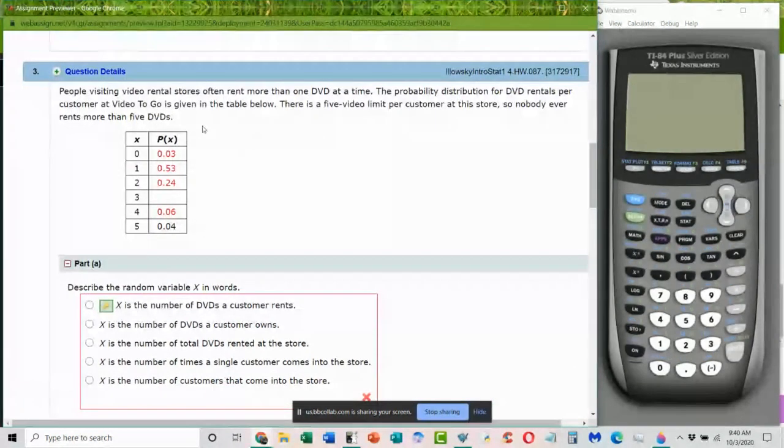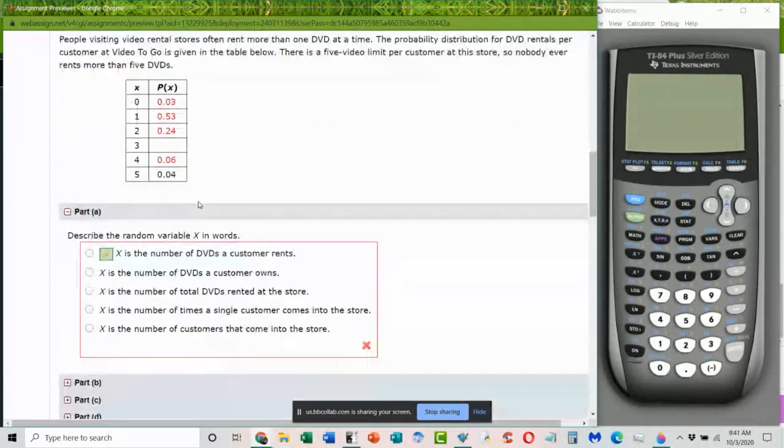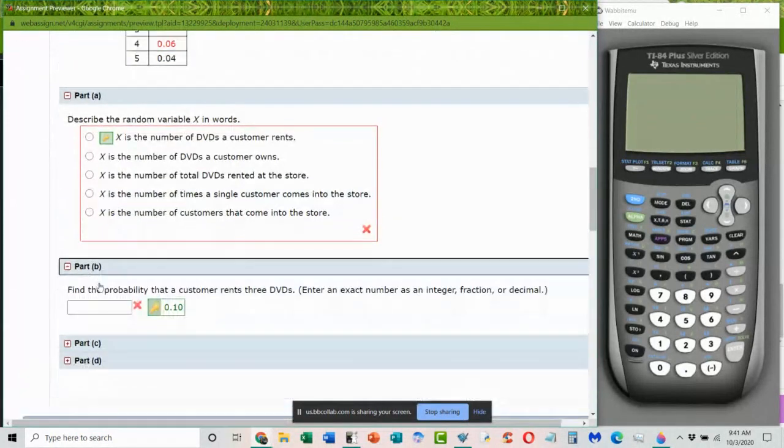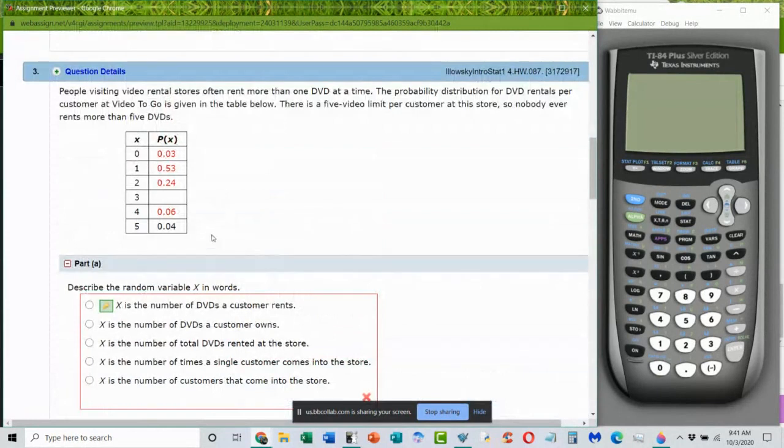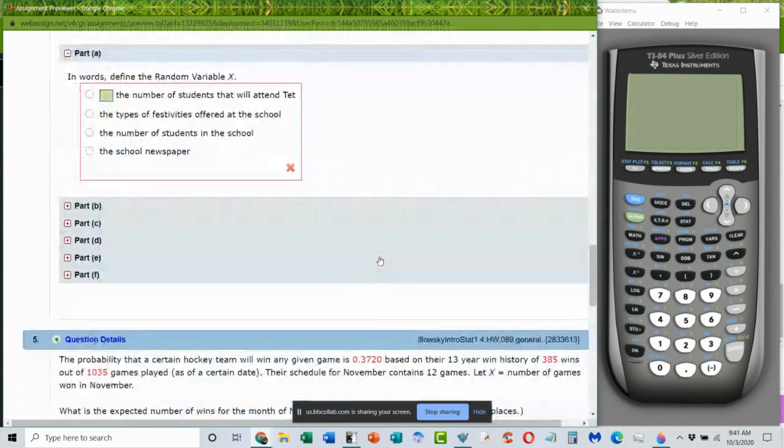Same thing here with the DVDs. What is the missing piece? What does the x stand for? They're just asking you, what is the probability of the missing things? We can have at least, at most. Just remember, at least three means three or more. At most three means three or less. More than three would be four and five. Less than three would be zero, one, and two. So you have to remember what those words mean when you are adding the probabilities up. That's all they're saying, that you can add those things up.